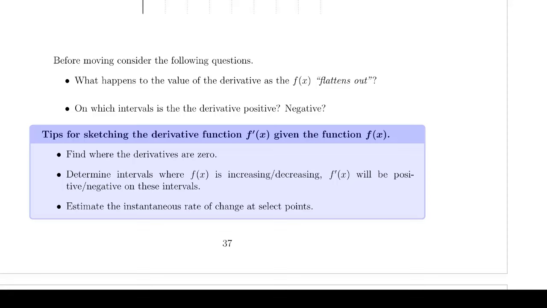So I always recommend finding where the derivatives are zero first. So find where the function flattens out or plateaus. And then look at those subintervals that are created and see in each subinterval is the function increasing or decreasing. This will tell you whether f prime will be positive or negative, respectively. And you can just mark some test points and then connect the dots, and you'll have a nice plot of the derivative.